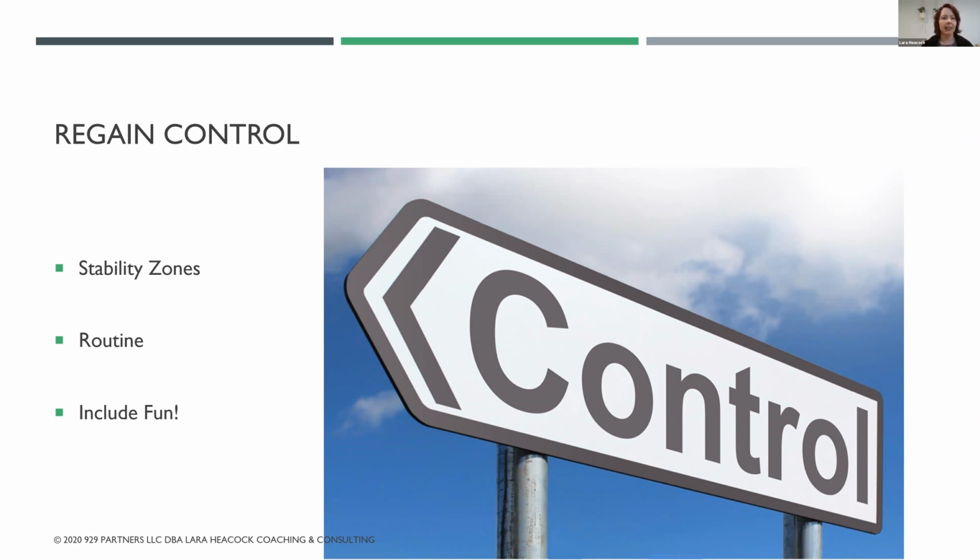But the basic umbrella is find a routine for yourself, for your family, for whoever you're cohabitating and sheltering in place with right now, and help everybody stick to it, because that will bring a sense of control back to your life. And please, please, please don't forget fun in your routine.